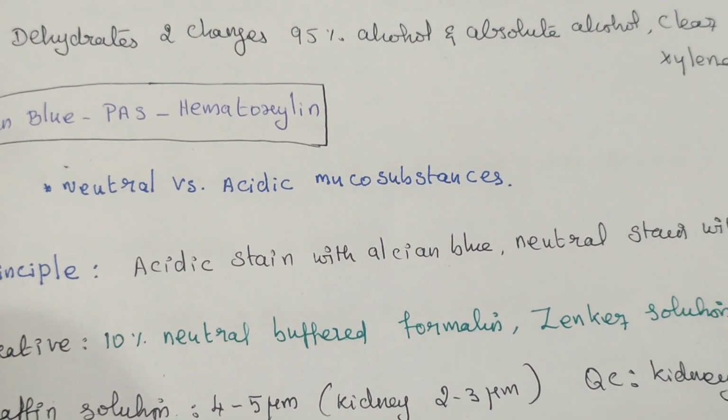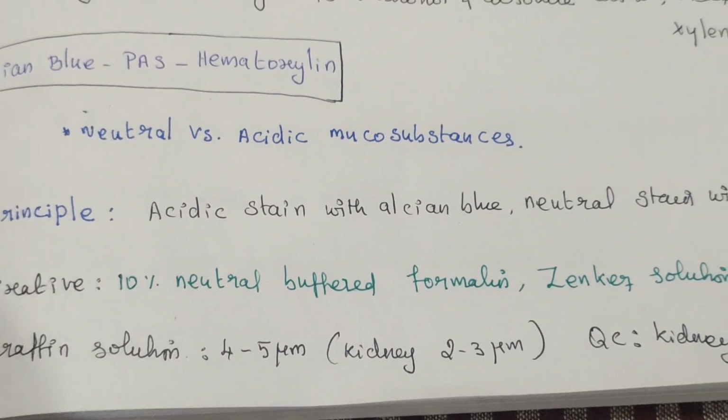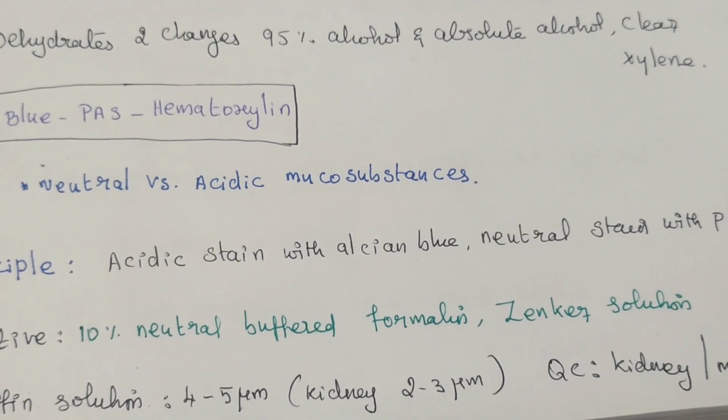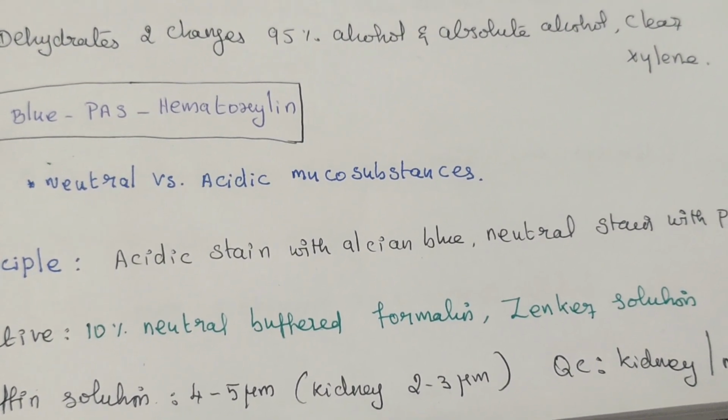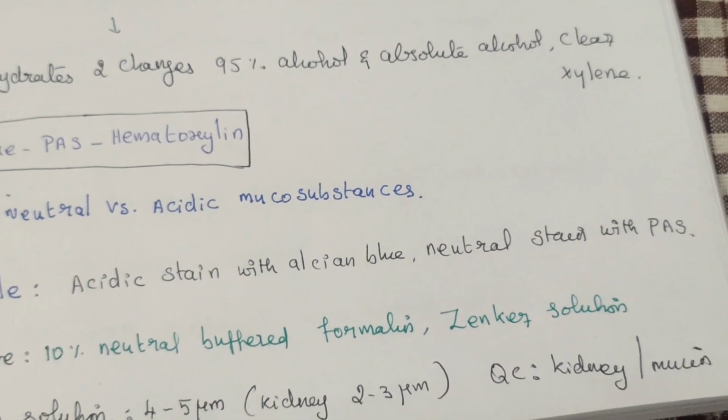Fixative: 10% neutral buffered formalin, or Zenker solution. Paraffin sections at 4 to 5 micrometers; kidney at 2 to 3 micrometers. Quality control: kidney or mucin.